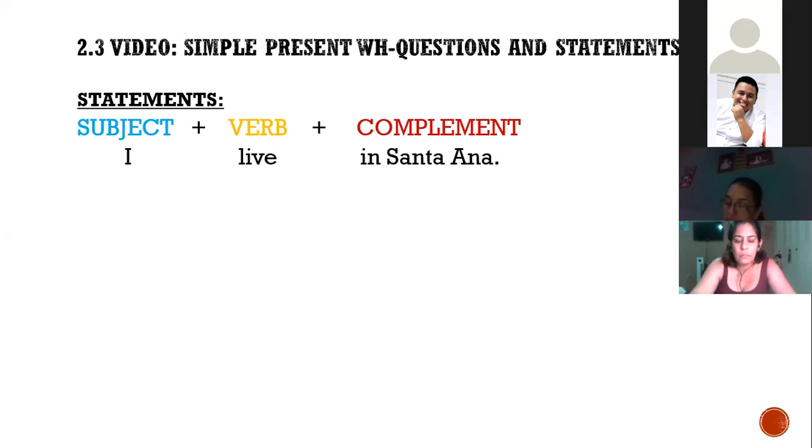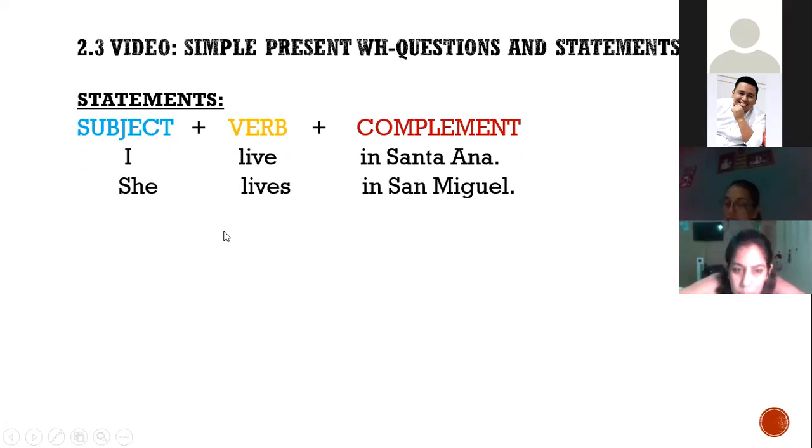Okay, how to make statements with the simple present. I live in Santa Ana. She lives in San Miguel. Okay, so when I use I, we, you, and they, I use the base form of the verb, right? I use the base form of the verb, in this case, live, right? But when I use she, he, and it, I add an extra S to the verb. Siempre que vamos a usar el presente simple, tercera persona singular, le vamos a agregar una S al verbo, right? In negative, no. In questions, no. In affirmative, yes. La oración tiene que ser afirmativa y tiene que ser en el presente simple, right?